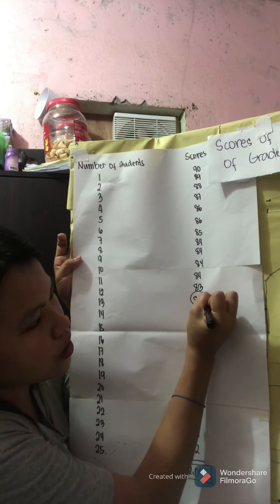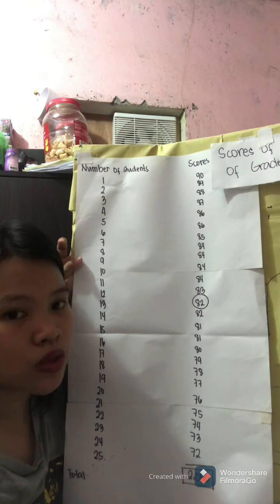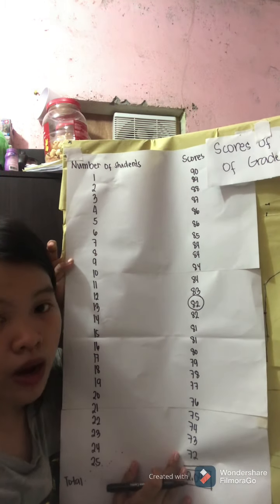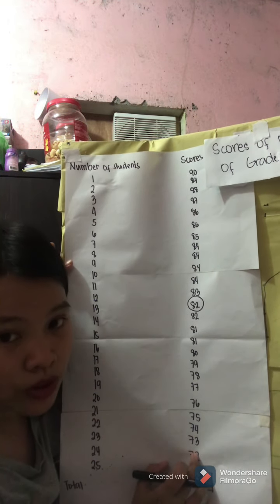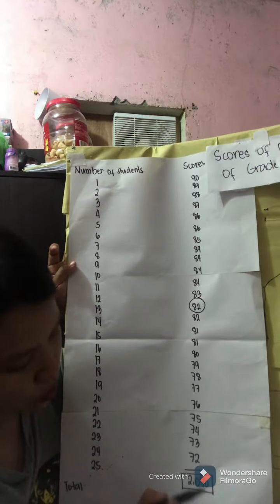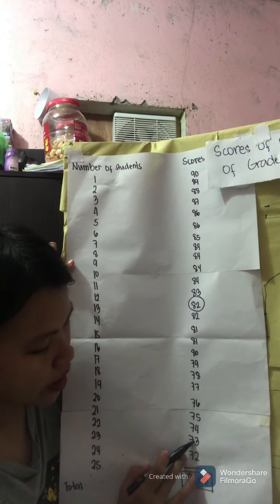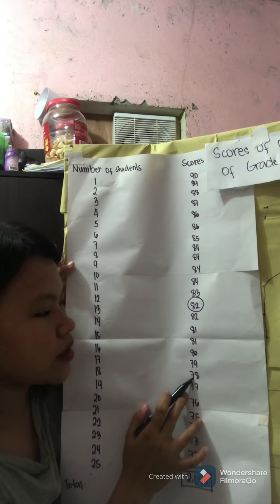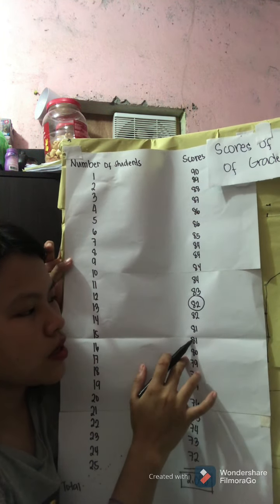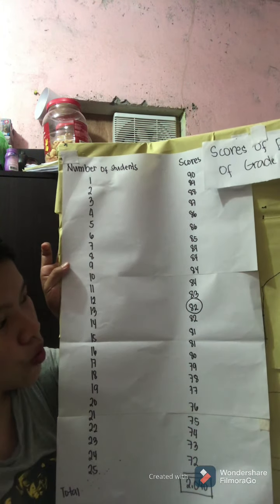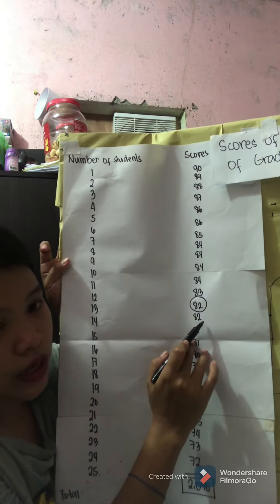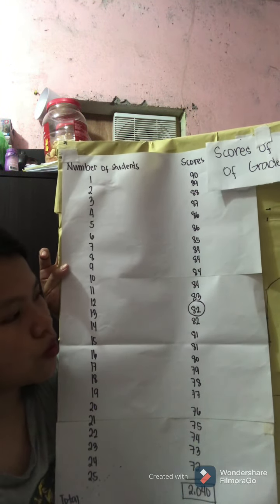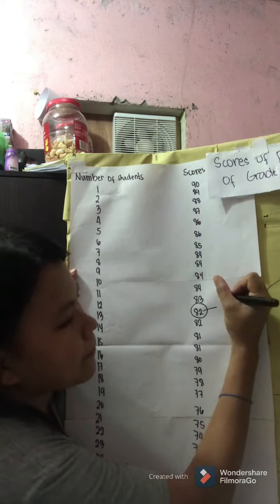So let's encircle the score 82. We're going to continue the method. We're going to count another 12 from down up to up: 12, 11, 10, 9, 8, 7, 6, 5, 4, 3, 2, 1. As you can see, we end up in 82. So our median is 82.